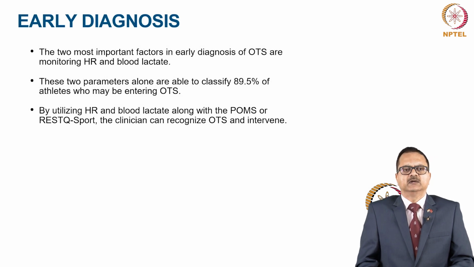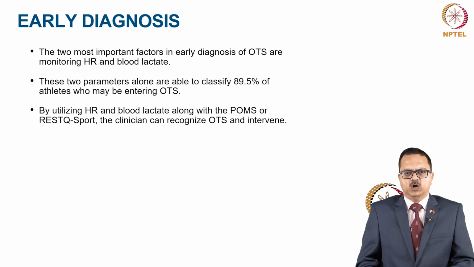Early diagnosis. The two most important factors in early diagnosis of overtraining syndrome are monitoring heart rate and blood lactate. These two parameters alone are able to classify 89.5% of athletes who may be entering overtraining syndrome. By utilizing heart rate and blood lactate along with the POMS or REST-Q Sport questionnaires, the clinician can recognize overtraining syndrome and intervene early.